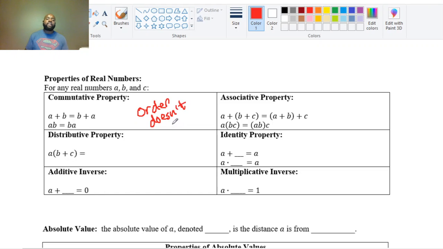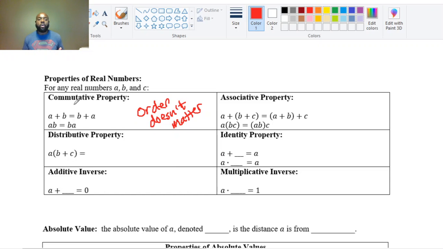All right. This is only for addition and multiplication, right? It's not for subtraction. It's not for division. So be aware of that. We also have an associative property, meaning if you have all addition or all multiplication, you can add the numbers in any order in which you want to add them, right?